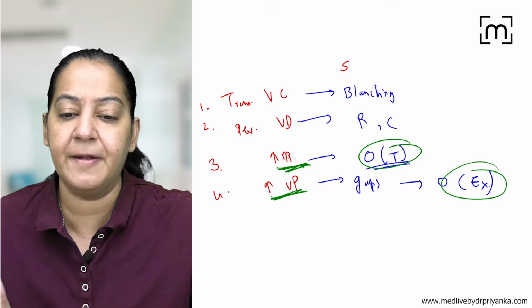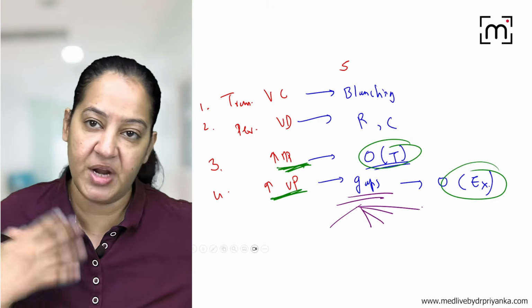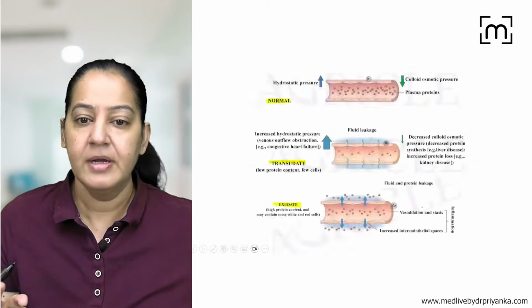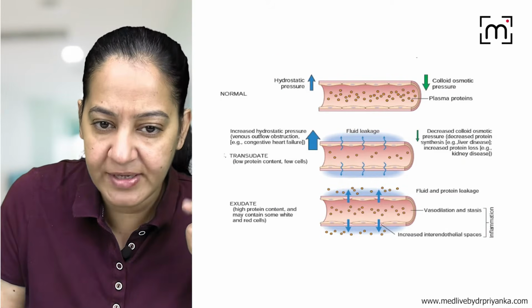Now you may be thinking about the reasons for the gap. There are 5 different mechanisms of gap formation. I will be discussing all 5 one by one. So let me tell you the 5 mechanisms. Before that, let's have a look at this diagram. You have already seen this diagram.